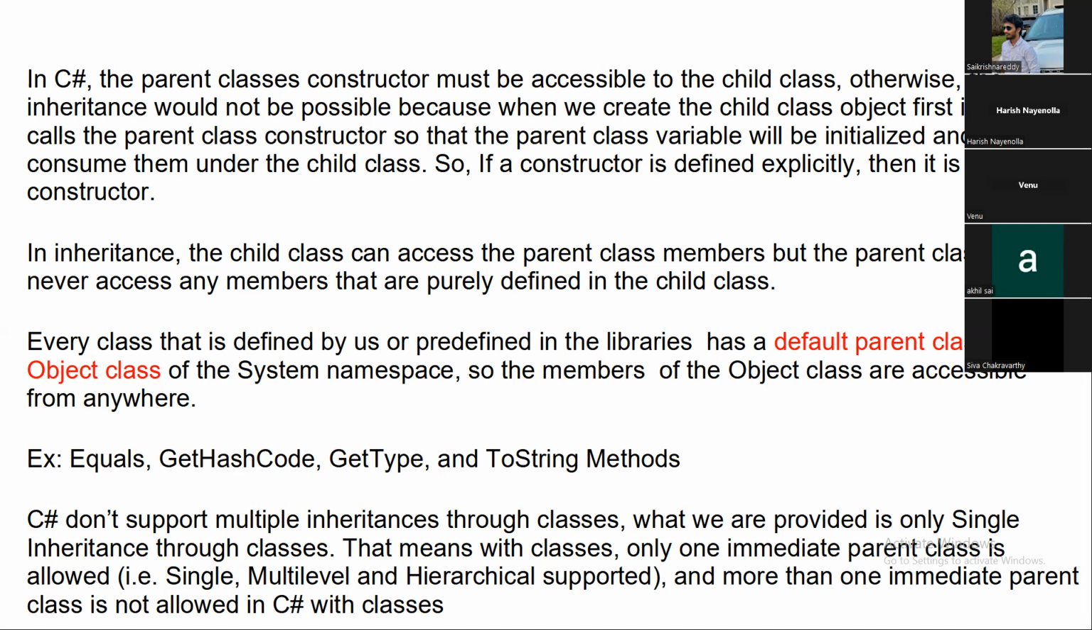Okay. So what I'm saying is the super class is the mother of all the classes. The object class is available by default in all your programs. And there are 4 or 5 methods: Equals, GetHashCode, GetType, and ToString. These are the 4 methods available in the object class.